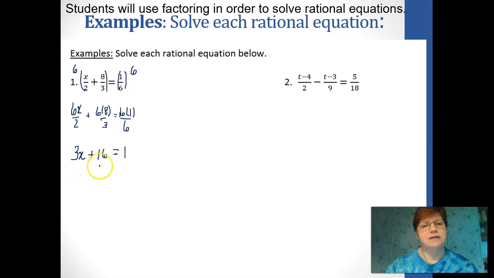So then we solve that little equation. So we subtract 16 from both sides, so 3x equals negative 15. And we divide both sides by 3. So x is negative 5.